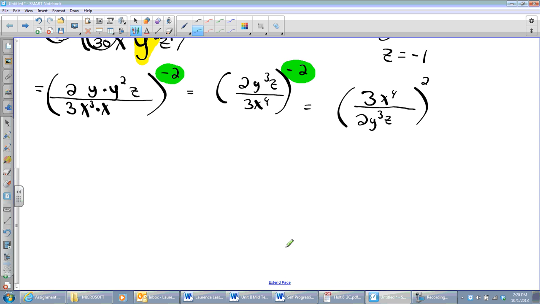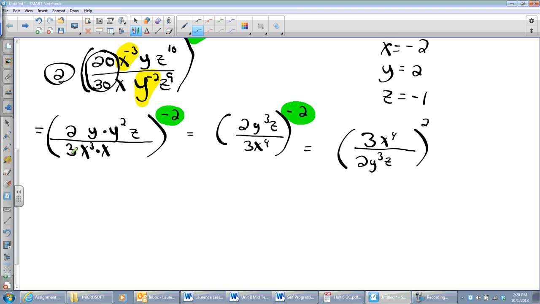Now, at this point, I would like to substitute in and then square my answer. But some of you don't like that, so I'm going to go ahead and square everything. 3 squared is going to be 9. X to the fourth squared is going to be x to the eighth. In the denominator, I'll have 2 squared, which is 4, y cubed squared, which is y to the sixth, and z squared.